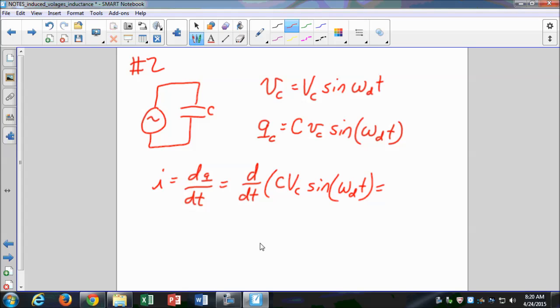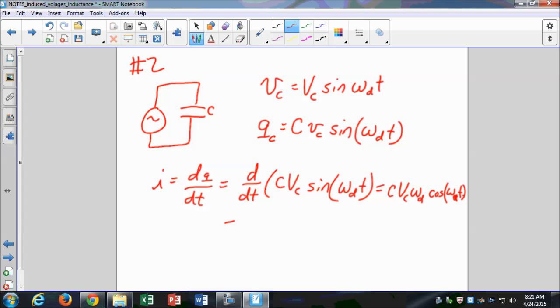What's this equal to? Well, omega d is just a constant, so I don't take the derivative of it. I just take that constant out. So yeah, you're right. It's going to be C VC times the derivative of this thing, right? The derivative of this with respect to t is just omega d times cosine omega dt. And that's it.